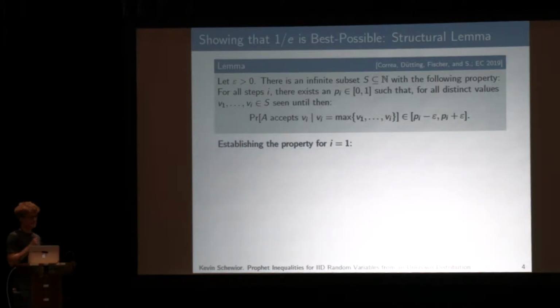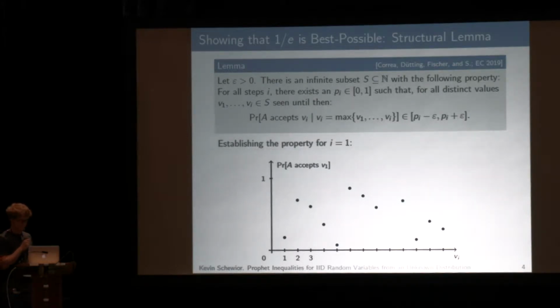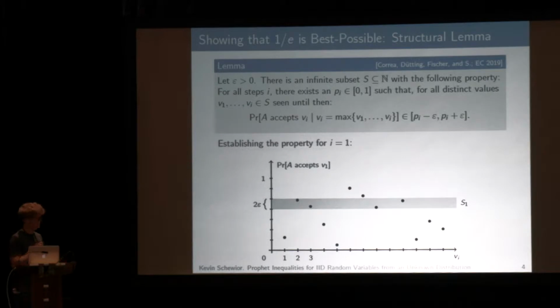Okay, how do we establish this? So we first establish it for i equals 1. That's a fairly simple statement, right? It's just saying that the first value that the algorithm sees it will accept essentially always with the same probability. Okay, so we can encode the algorithm in this diagram. On this axis we have all the natural numbers, and on this other axis we have the probability that the algorithm accepts the corresponding value. So now we can subdivide this interval between 0 and 1 into slices of length 2 epsilon. And because we have infinitely many values here, of course there will be one slice in which there are also infinitely many values, right? Call this set S1. So this is a set that satisfies this property here for i equals 1.